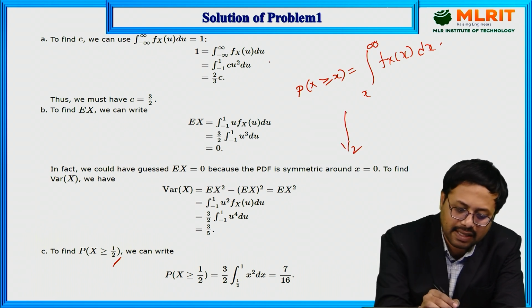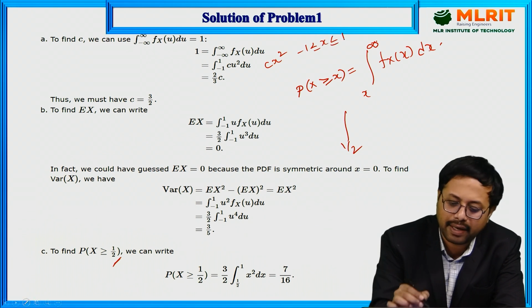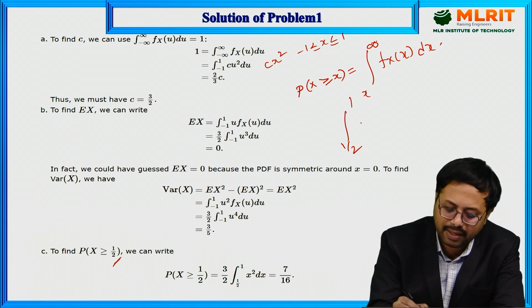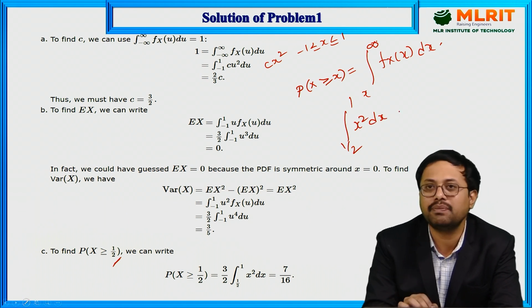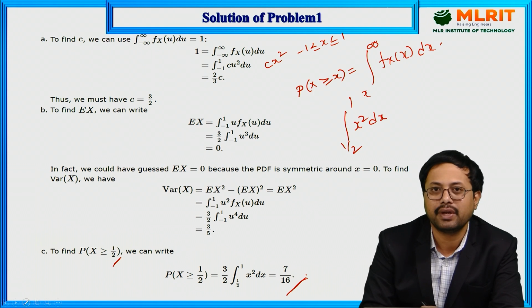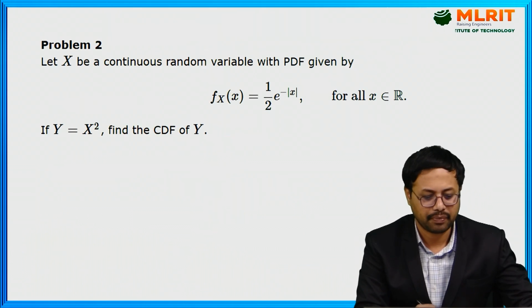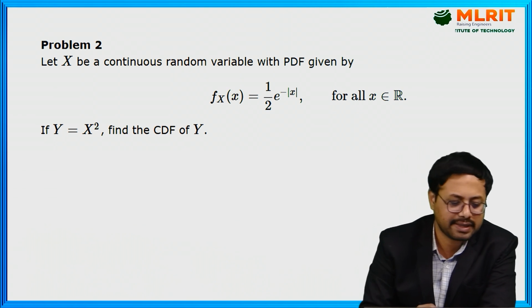But the cx square is defined only for the interval minus 1 to 1. Then from 1 by 2 to 1, fx of x is x square dx. We substitute, simplify it, then you are going to get the answer of 7 by 16. This is the way we have to follow to solve the problem. Now next question. We are going to discuss the next question.